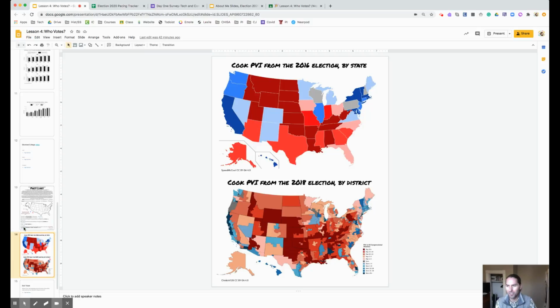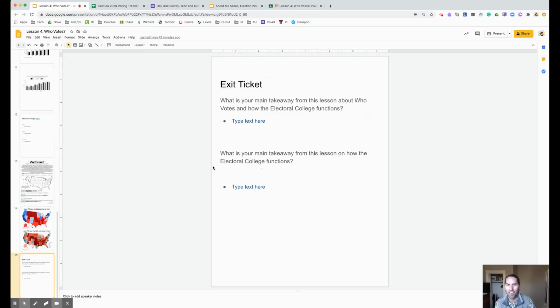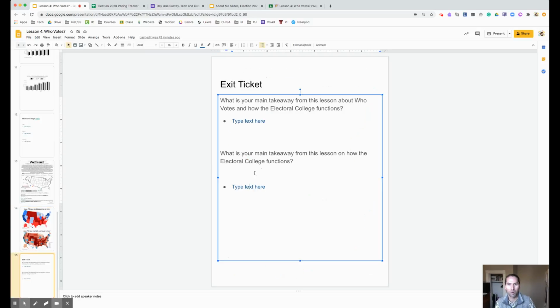And then the last thing you'll do is this exit ticket right here, which is your two big takeaways that I want to know. And that's lesson 4 in a nutshell.